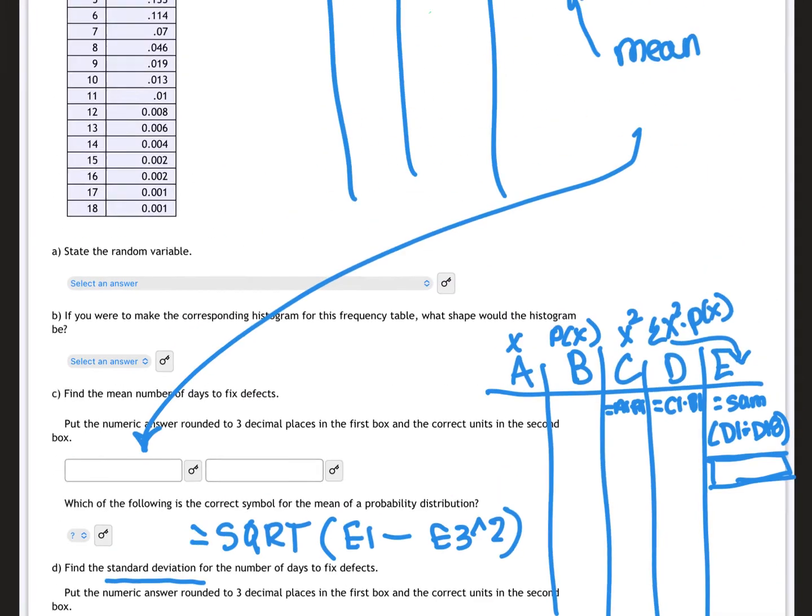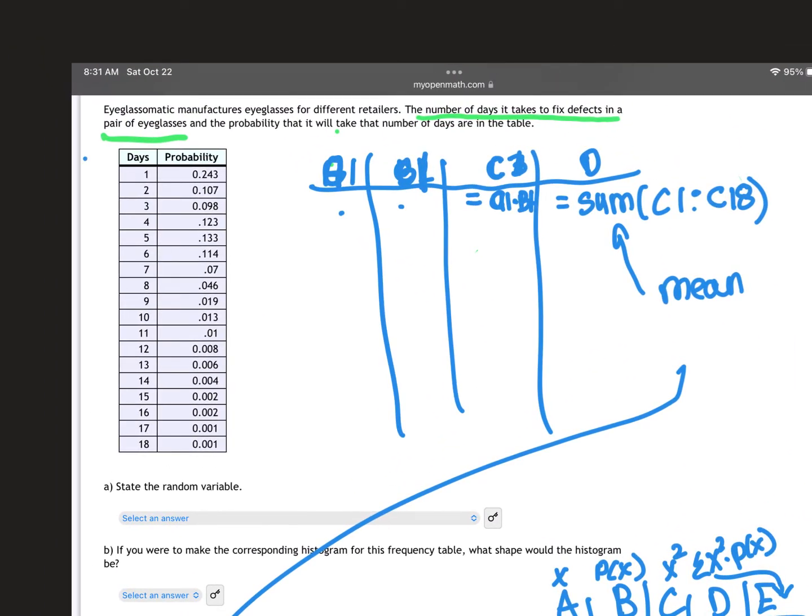If you wanted to do it using your calculator, just type this in and that in, and I'll put the steps right here. Here's this.